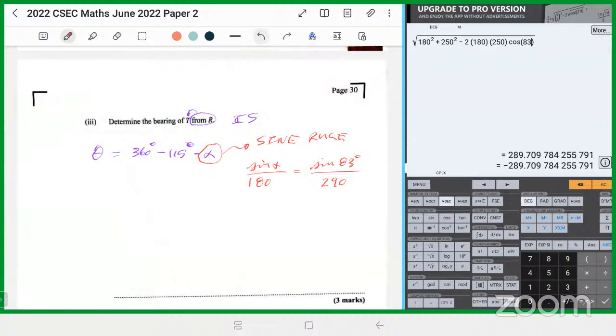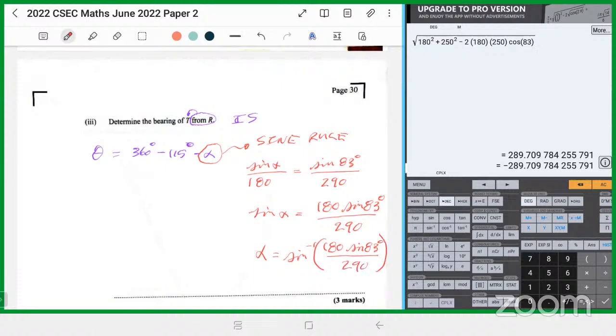And I will get that sine of alpha will be equal to 180 times the sine of 83 degrees divided by the 290. Then to make alpha the subject, I have to take the inverse sine in front here, sine to the minus 1. And so the alpha would be sine to the minus 1 of everything here: 180 sine of 83 degrees over 290.